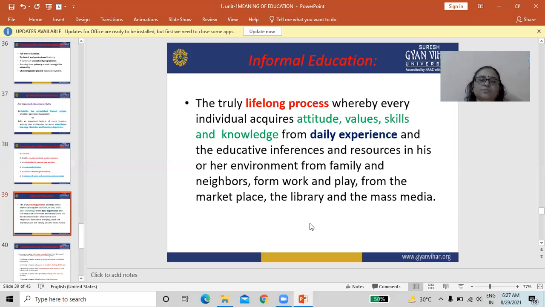Informal education is a truly lifelong process whereby every individual acquires attitudes, values, skills, and knowledge from daily experiences and educative influences and resources in his or her environment, from family and neighbors, from work and play, from the marketplace, the library, and the mass media.